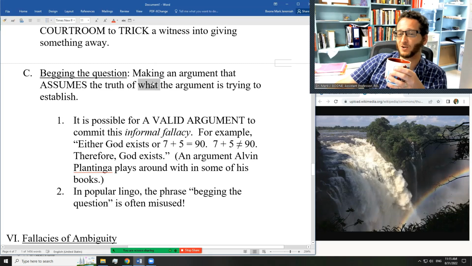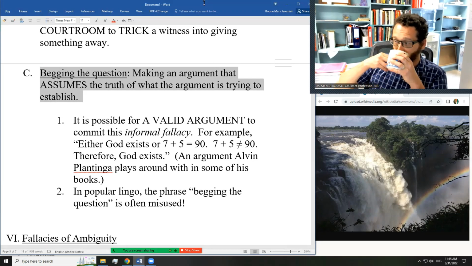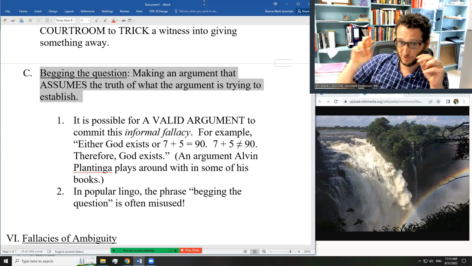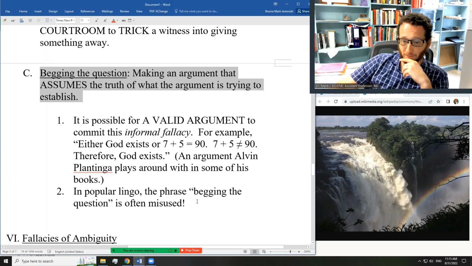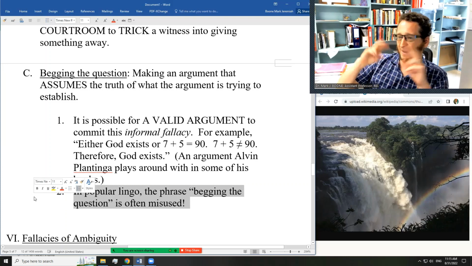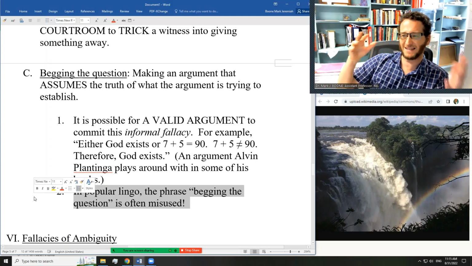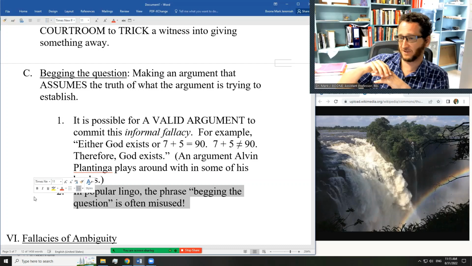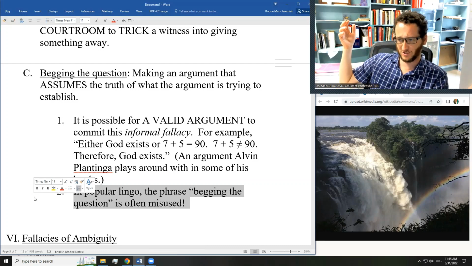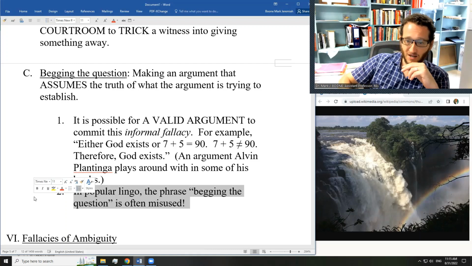All right, begging the question. This terminology is misused all the time. It might be appropriate to just abandon it and just use the phrase arguing in a circle, which is perfectly acceptable and covers most of what we need to. But begging the question is making an argument that assumes the truth of what the argument is trying to establish. People usually say begs the question when they mean inspires us to ask the question, or reminds us that this is an important question. Well, sure, but that's not what begs the question means. Begs the question means assumes what is not yet established.